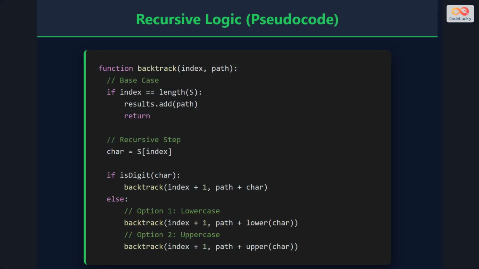In terms of code logic, we define a helper function usually called backtrack or solve. It takes the current index and the string built so far. If the character at the current index is a digit, we make a single recursive call moving to the next index. If it is a letter, we make 2 recursive calls, one appending the lowercase version and one appending the uppercase version.